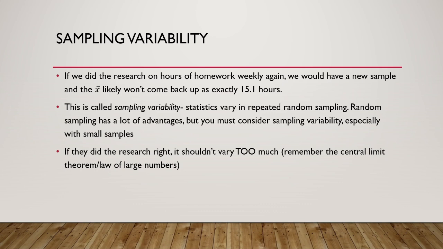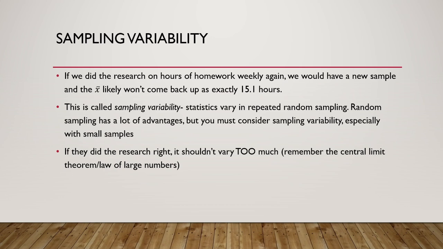So this is called sampling variability, right? We know that it's going to probably be around this correct number. Remember, we talk about the central limit theorem, the law of large numbers. If we sample a whole bunch of people, the more we sample, the closer it's going to get to the true mean. But we're always going to have some variability. Even flipping a coin, if we did it 1,000,000 times, chances are the odds wouldn't come up exactly 50-50. So yeah, statistics vary in repeated random sampling.